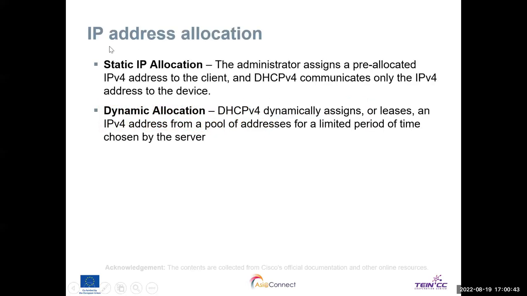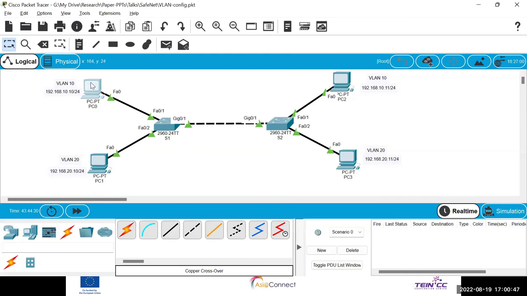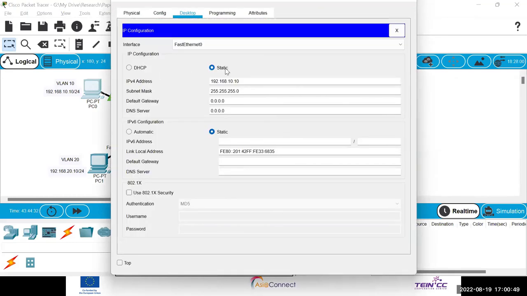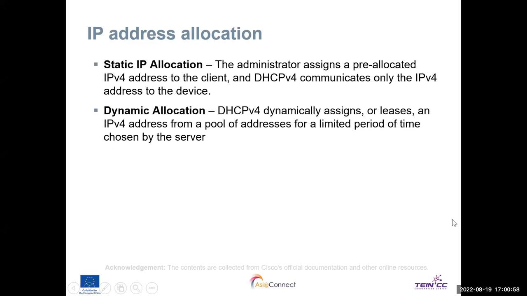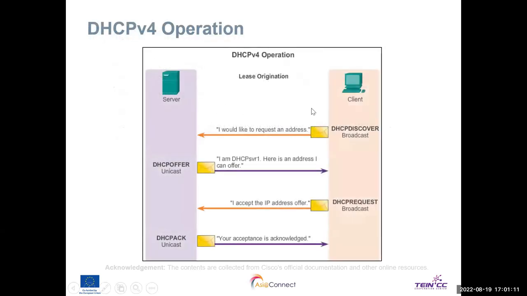So IP addresses can be assigned dynamically and statically. I have already shown you that you can assign an IP address like this, and you can also select DHCP. If you use DHCP, that means somebody is giving you the IP address, right? Can you hear me? Yes, sir. So an IP address can be assigned statically and also dynamically. DHCP works like this. This is the client, you see.